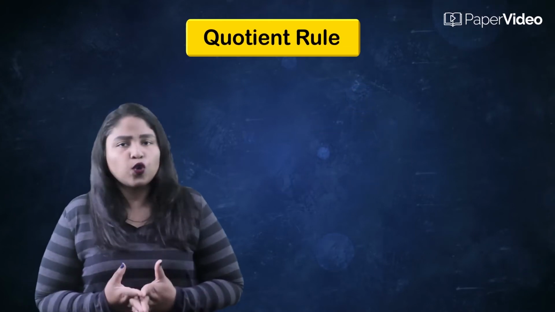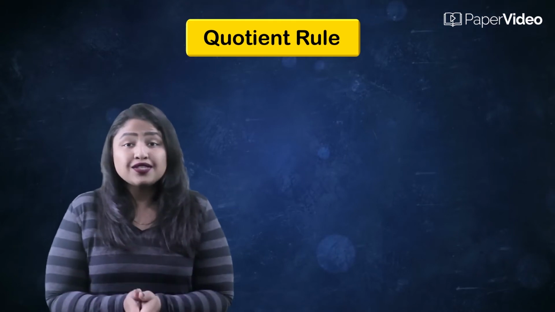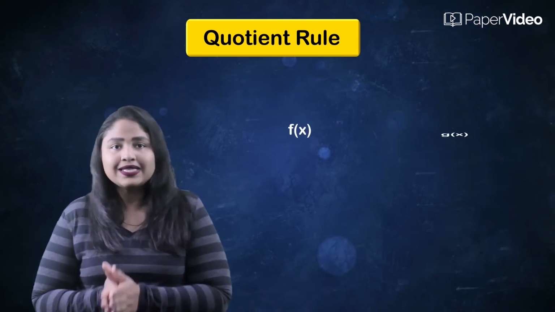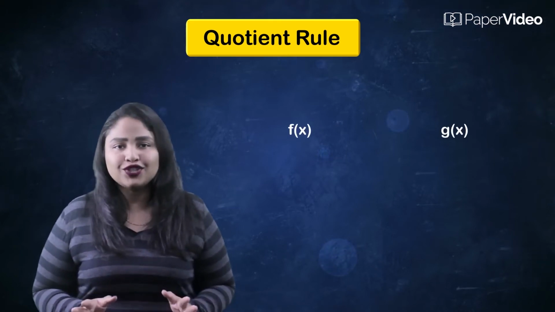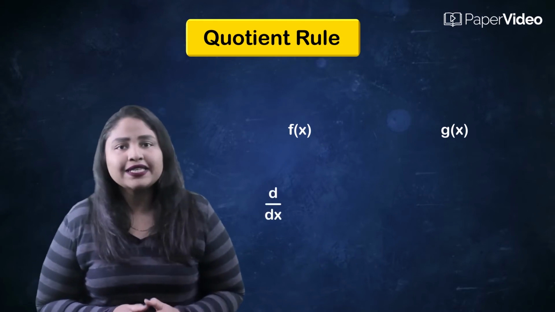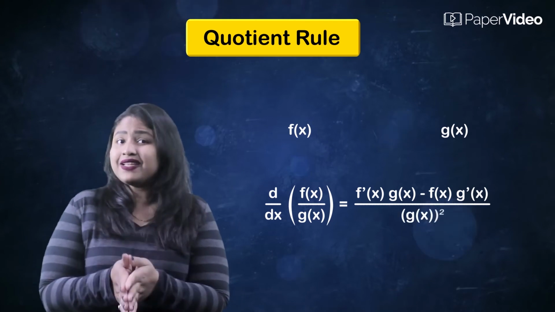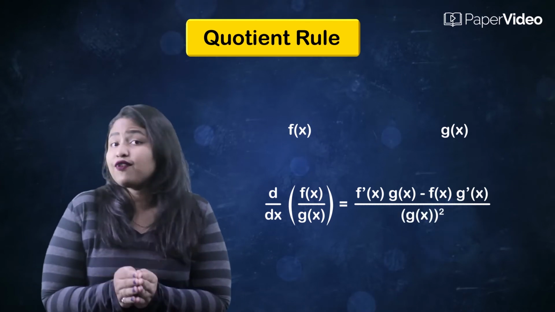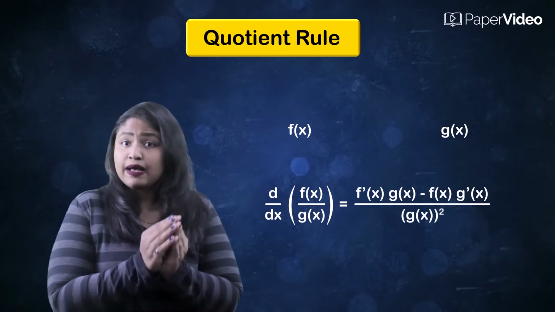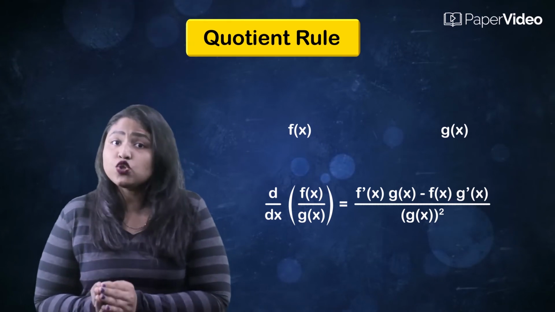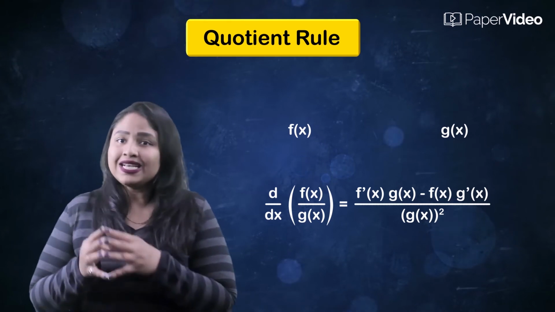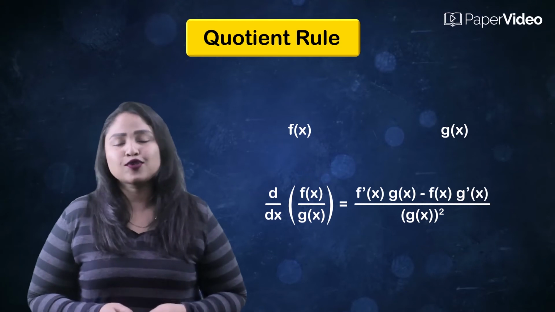Fourth, we have the quotient rule. According to this rule, if f of x and g of x are 2 functions, then the derivative of the quotient of f of x and g of x is given as the derivative of f of x into g of x minus f of x into the derivative of g of x, divided by g of x square.